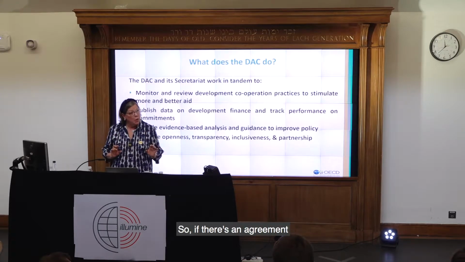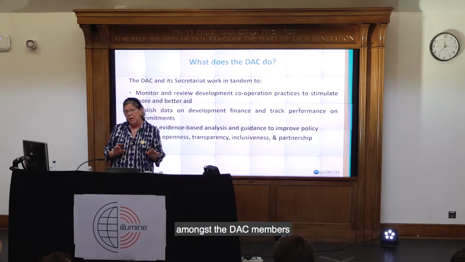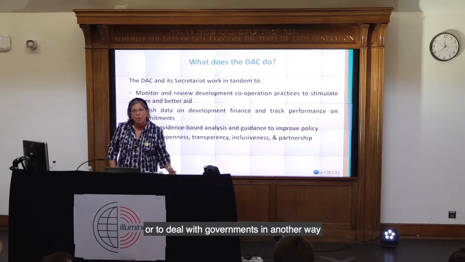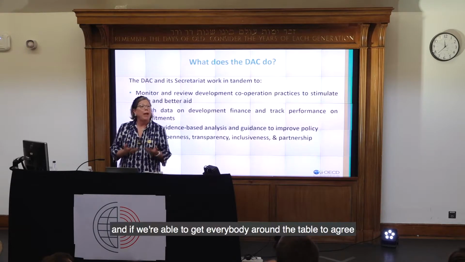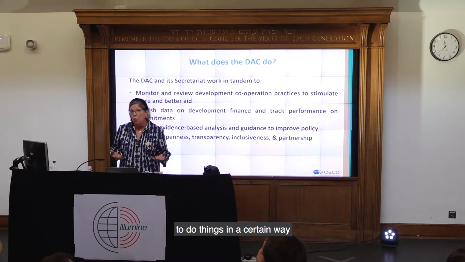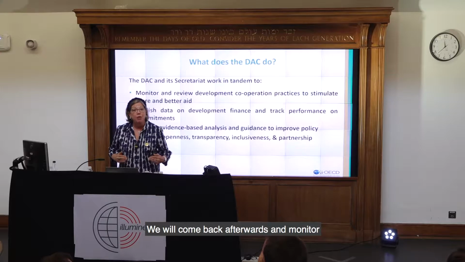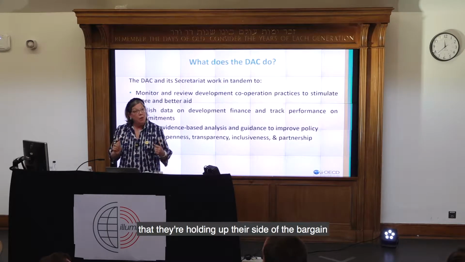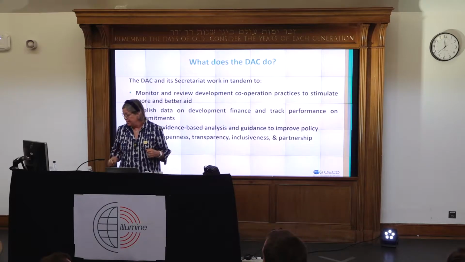So if there's an agreement among the DAC members to reduce poverty in a certain way or to deal with governance in another way, and if we're able to get everybody around the table to agree to do things in a certain way, we will come back afterwards and monitor what everyone is doing to make sure that they're holding up their side of the bargain.